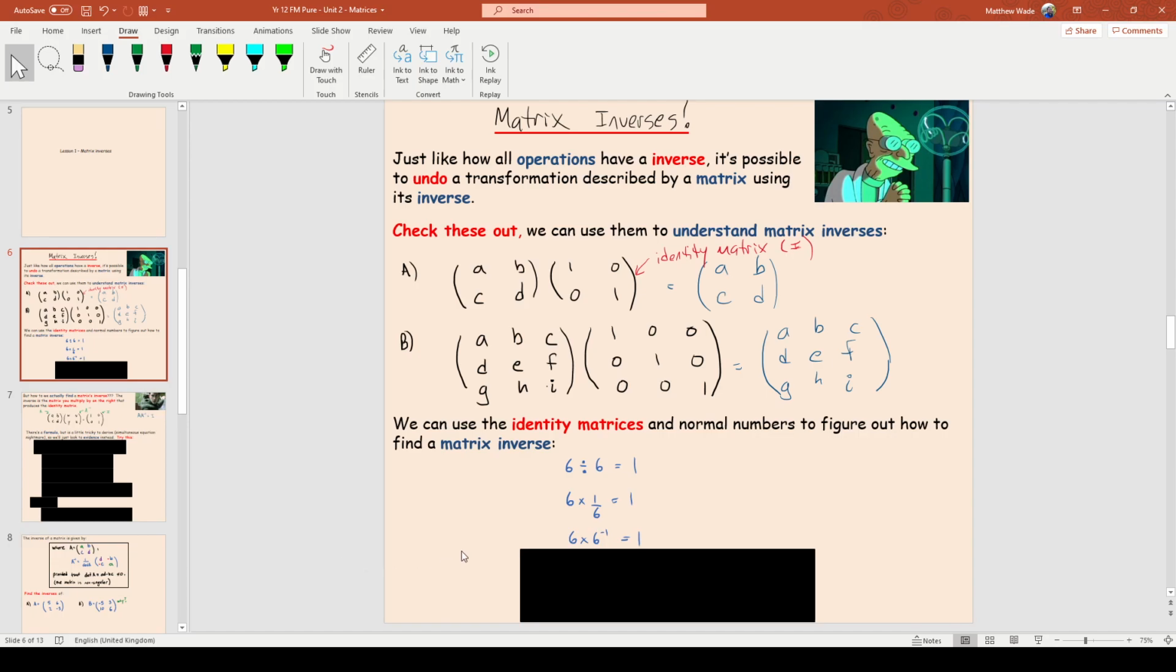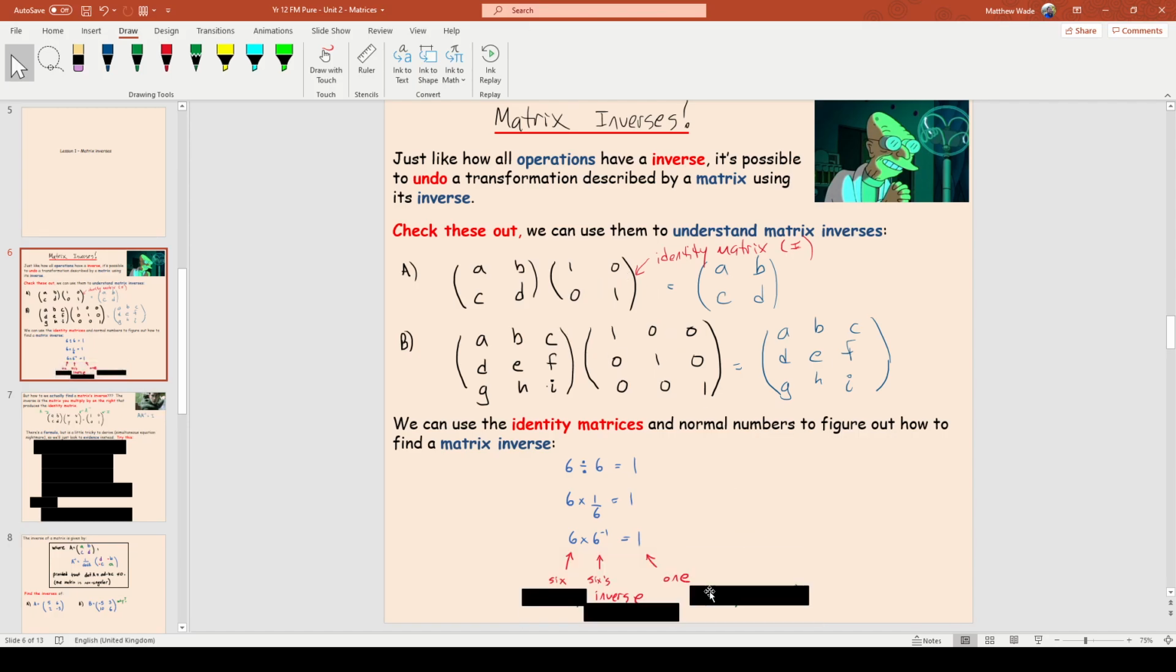inverse. It's multiplicative inverse. So what you're going to find is timesing 6 by a sixth, or 6 times 6 to the power of minus 1, well, you end up with this 1 at the end, which is an identity. The same way that 1, like these matrices, are identities. So I might be making this complicated, but it will make sense. You wait and see.